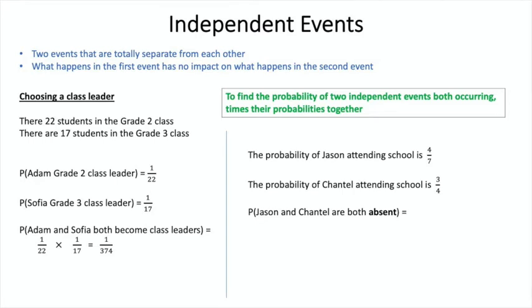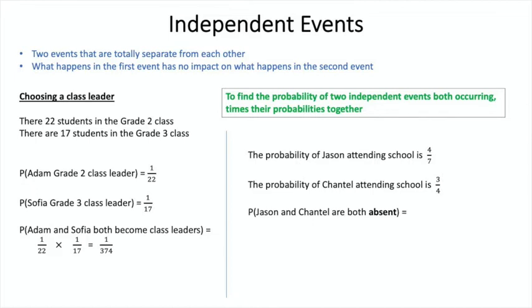We've got some kids that aren't attending school. So Jason, the probability of him attending school is 4 out of 7. And separate school, totally independent event, at her school, Chantal is attending school. Her probability is 3 out of 4 to attend school. So if they don't attend school, the other option is they're absent.